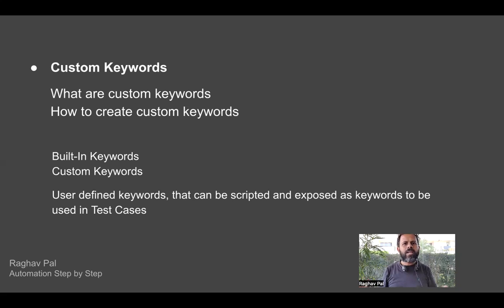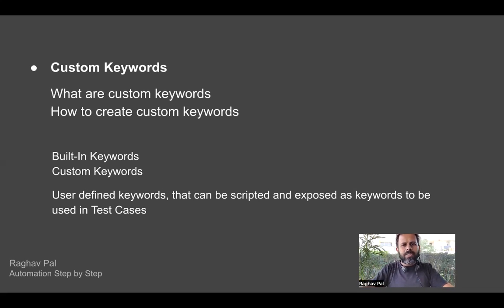In that case, you can script and create your own keywords, and these will be called custom keywords. So these are not present built in Katalon Studio. These are custom keywords, or we can also say these are user defined keywords because the user is creating these keywords.